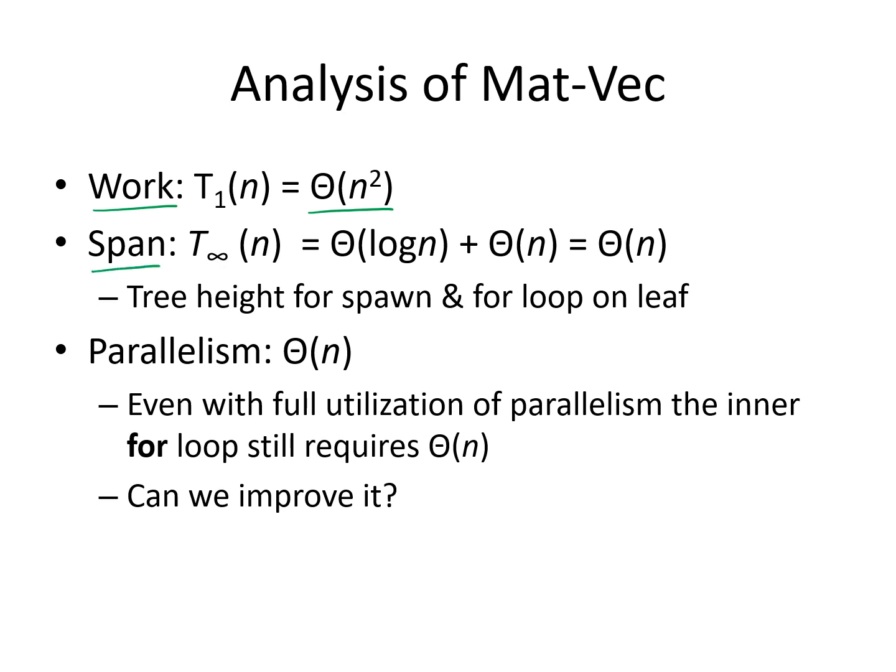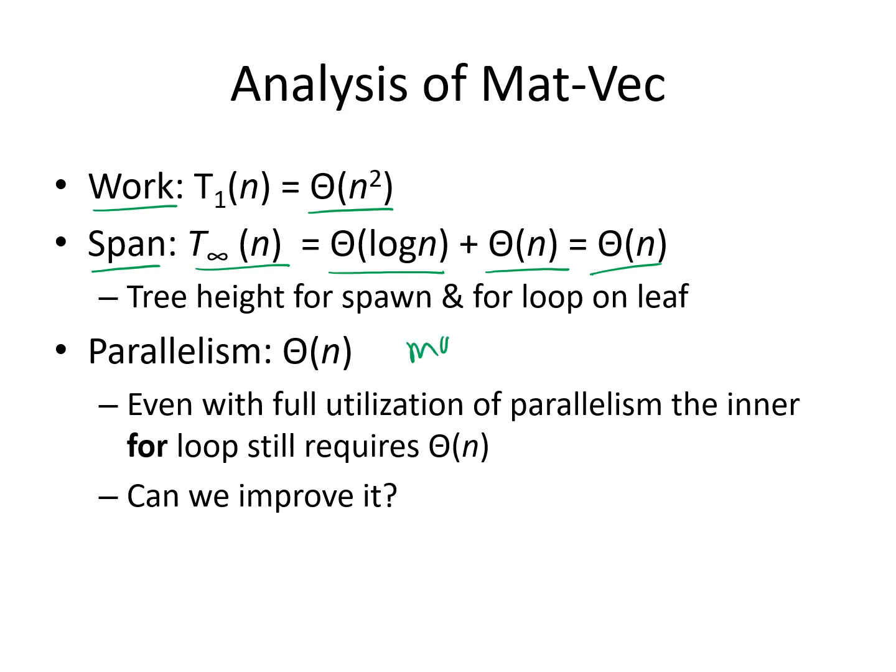The span, recall, is the time it takes to execute a given parallel algorithm on an infinite number of processors, right? So that's T infinity of n, and we just now analyzed that it takes theta of log n amount of time to replicate the for loop on several processors, and then after that, once you have fully replicated on each CPU, you still have to do additional theta of n work for the inner for loop, right? So log n plus n is basically theta of n. So basically the span of this algorithm is theta of n, and work is theta of n square.